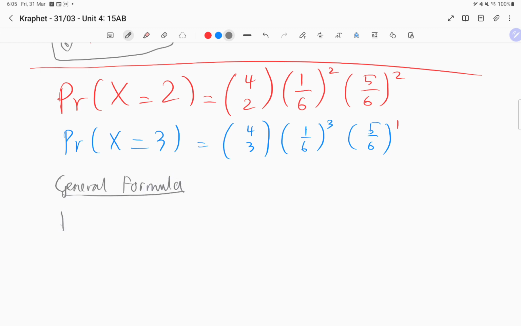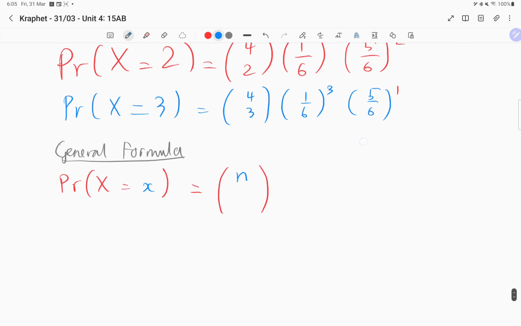Generally, the probability of getting a certain number of successes x. We've looked at 2 and 3, but if it's an unknown number of successes, let's see what that actually looks like. Maybe I'll change this one to red. The probability of getting an unknown number of successes. Now what would that be? The formula needs to start with how many trials there are. What's the notation for that? That would be n.